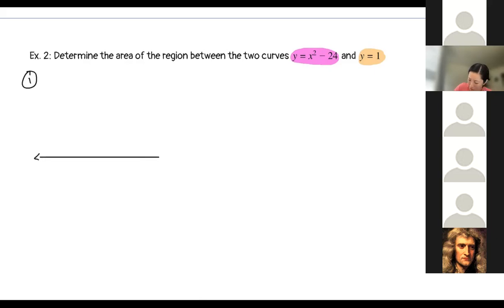I don't know if you just heard that little snorting noise. That was my dog back there. Apparently she is super excited for this algebra stuff.